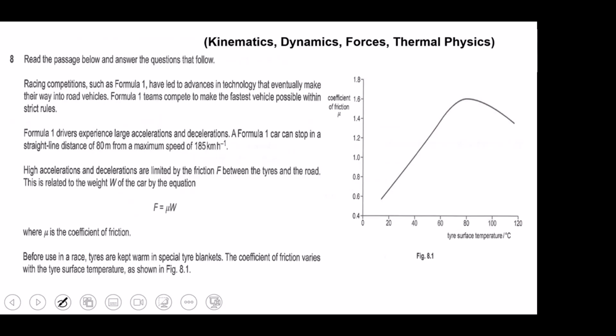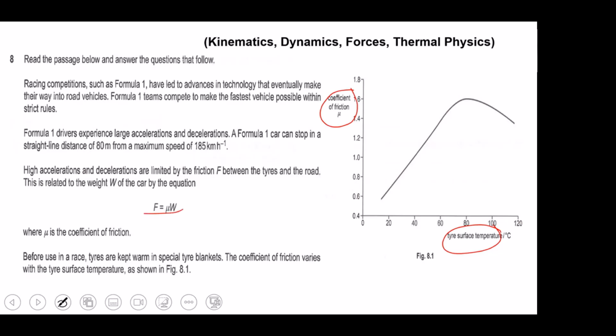Now we go on to the data question, right? The data question for 2020, which is question 8. This question involves concepts integrated across different topics: kinematics, dynamics, your forces, your Newtonian mechanics, and also thermal physics, right? So they give you a formula, F1 formula. They talk about vehicles, right? They tell you about acceleration. If you read the passage, the maximum speed is 585 km per hour over a straight line distance. They also give you a graph of coefficient of friction against temperature.